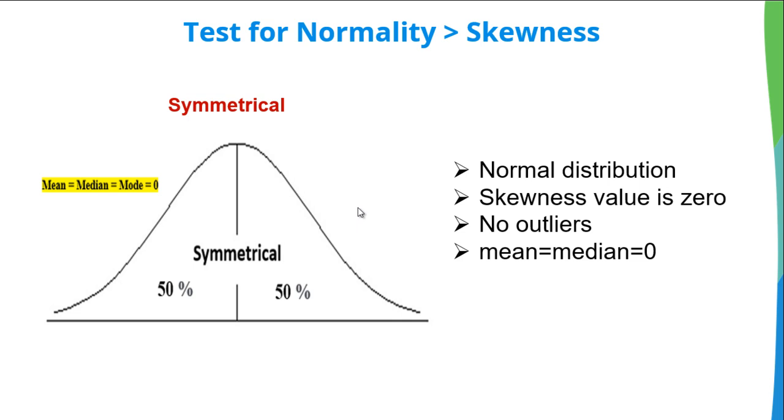All right. So the skewness value becomes 0, no outliers, and the mean equals the median. Here they both lie on the same line, so the mean becomes the median. It's 50-50, 50 on this side and 50 on this side. So that is called symmetrical. That is called the test for normality using skewness.